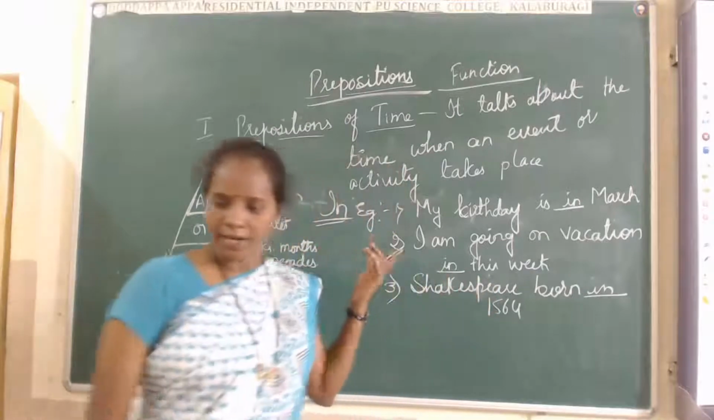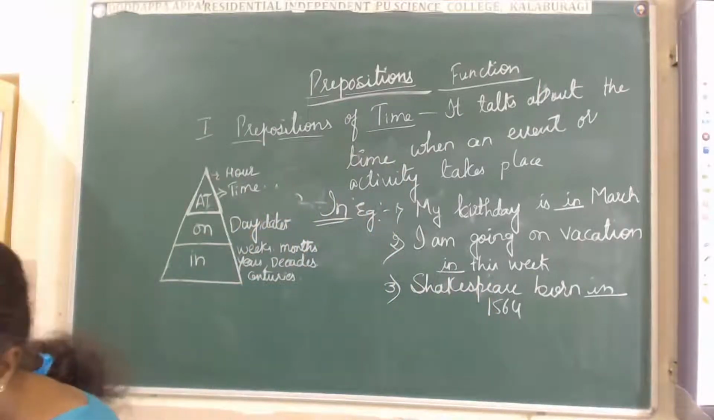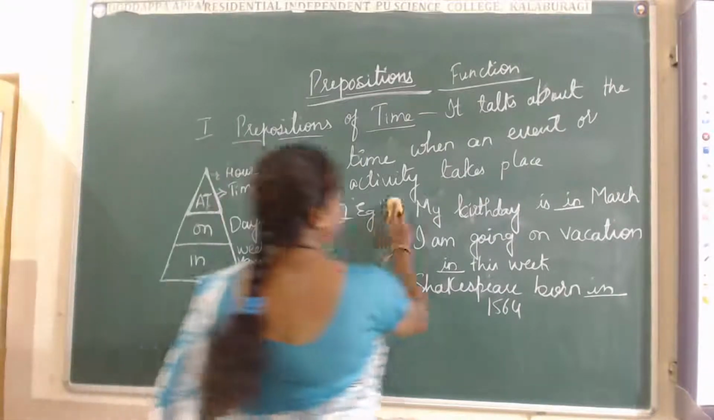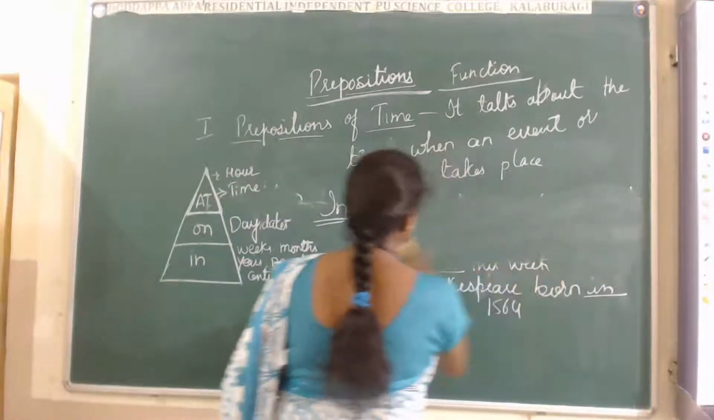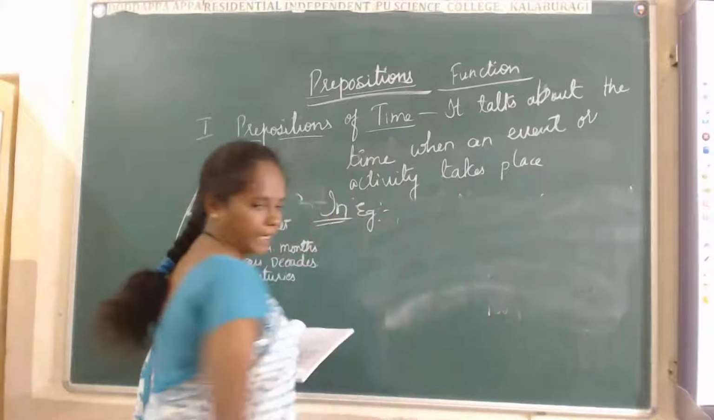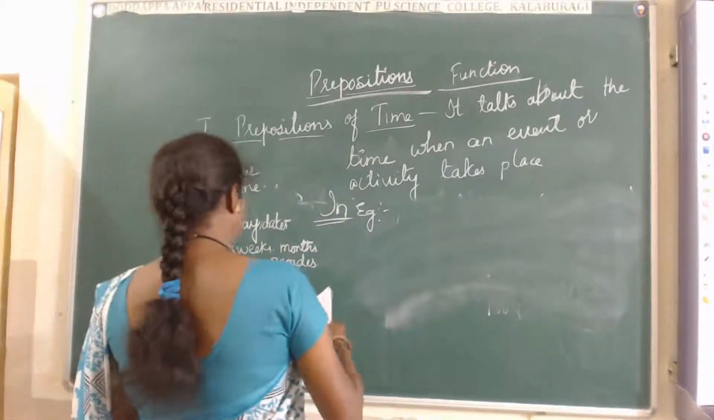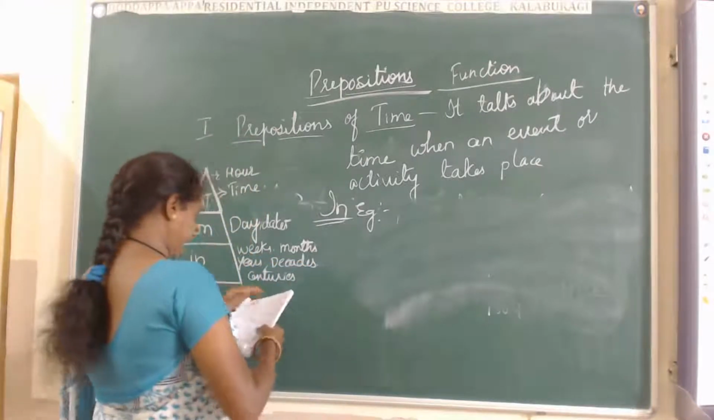Okay, got this one. Next, decades. Decade means what? A period of 10 years. Decades.